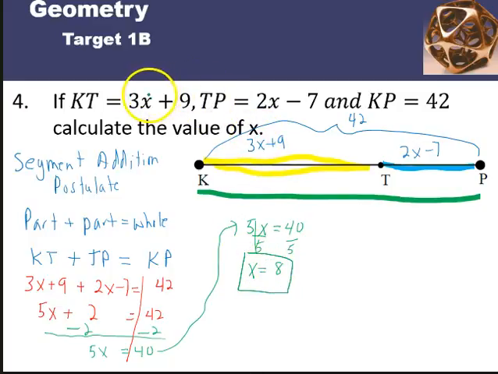I could check it. 3 times 8 is 24, and 24 plus 9 would be 33. So if I checked it, this part would be 33. And 2 times 8 is 16, and 16 minus 7 is 9. And 33 plus 9 is 42, so it checks. Okay, so number 5.